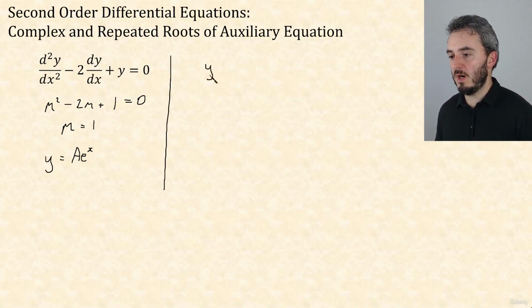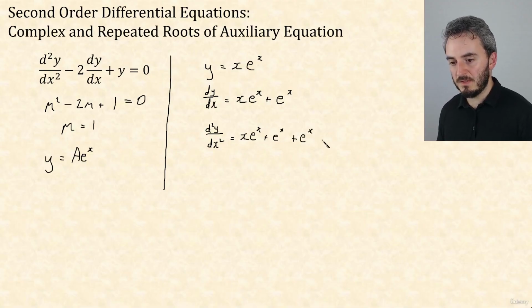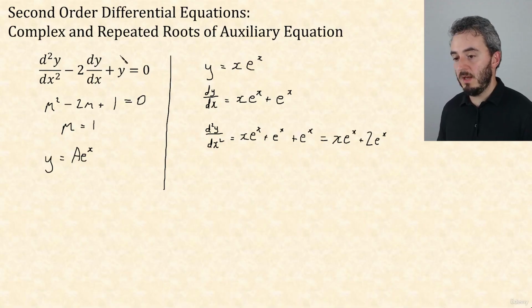Consider the function y equals x e to the x. Let's see what we get. dy by dx is, well, that's u and that's v. We get u v dash plus u dash v. Okay, and d2y by dx squared. Differentiating x e to the x, we get u v dash plus u dash v. The derivative of e to the x is e to the x. So that's just x e to the x plus 2e to the x.